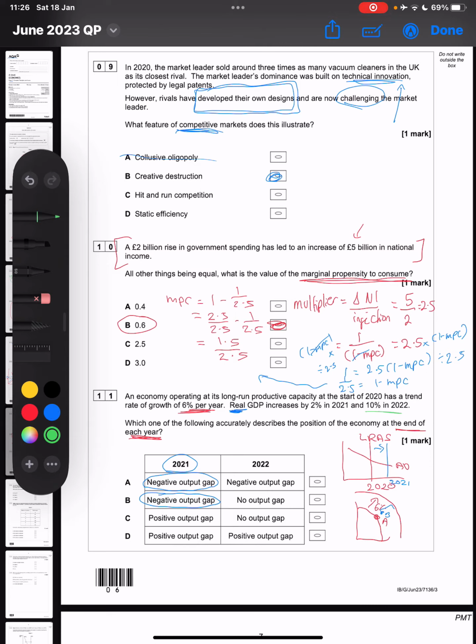Right, what happens next? Then we have growth of 10% in 2022. So your PPF increases another 6% because that's the long-run growth. So we had a growth of 2% and we are now increasing that. Let's say my GDP is 102. Now we're increasing that by 10%, so it would be like 104-ish. Overall, your economy has grown.